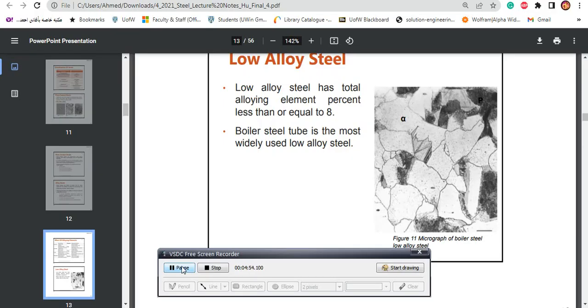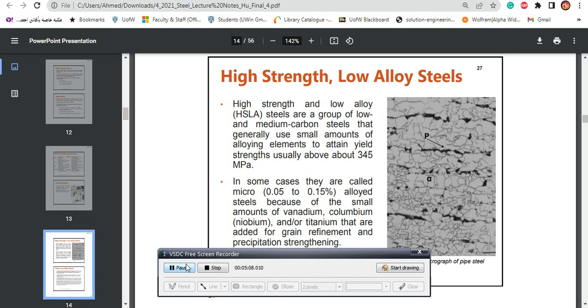Low alloy steels they have to be less than or equal to 8% of the steel material. Boiler steel tube is the most widely used low alloy steel. High strength low alloy steels, also named as microalloyed steels.